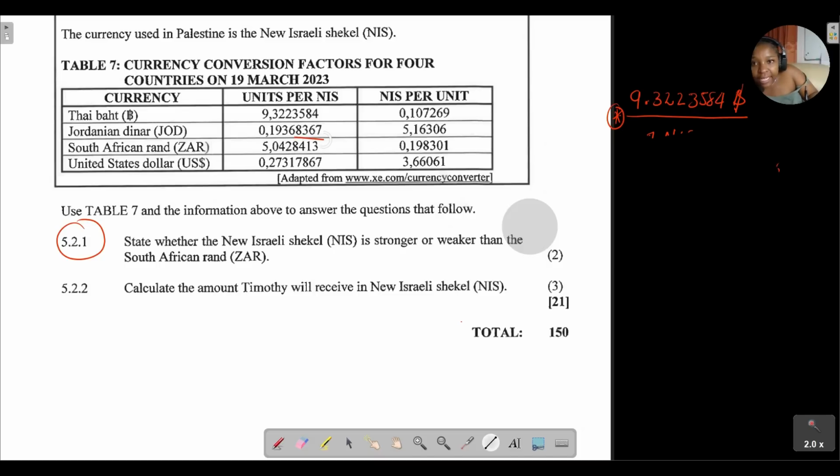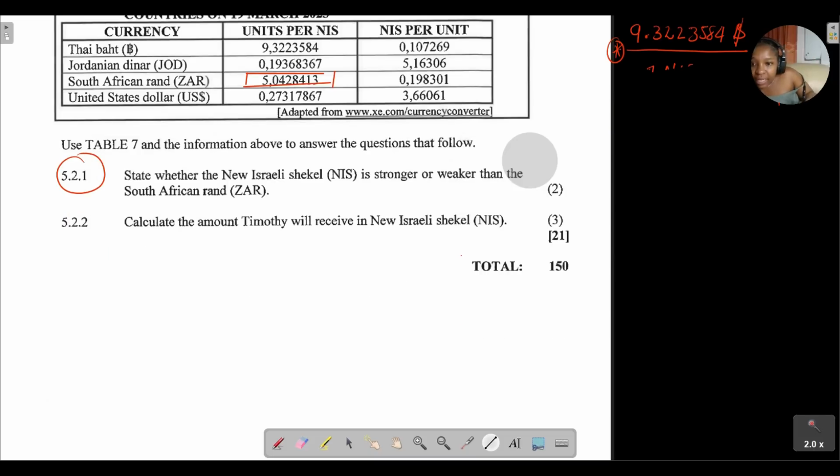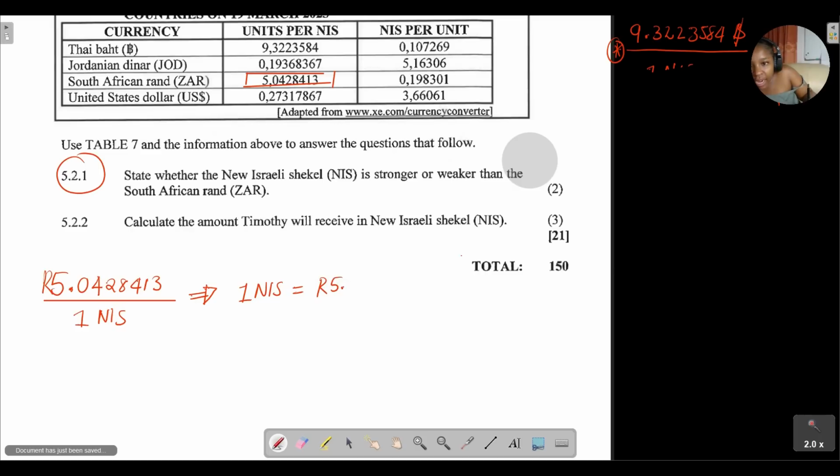So then here I can say, I'm just going to write it again. This basically means 5.0428413 rands per 1 NIS. So what does this mean? It basically means that if you've got 1 NIS, it is going to give us 5 rand and 0.428413.